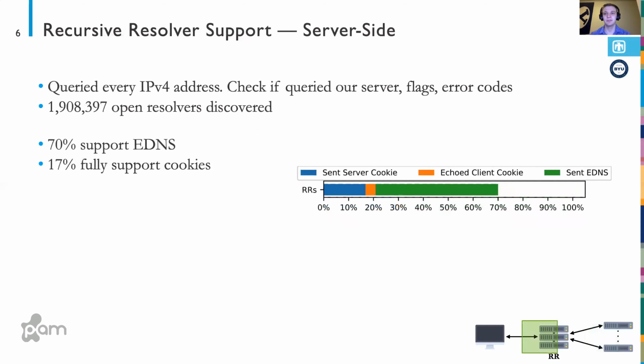Next, we looked at the server side of recursive resolvers. To get our set of recursive resolvers, we sent queries to every IP in the IPv4 address space, and we're essentially checking if they behaved like resolvers. So was the recursion available flag set? Was the error code no error? Things like that. And we identified almost 2 million servers. Of those, 70% supported EDNS and 17% supported cookies. So a fair bit less than what we saw with authoritative servers.